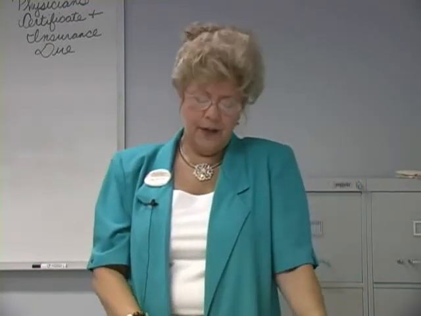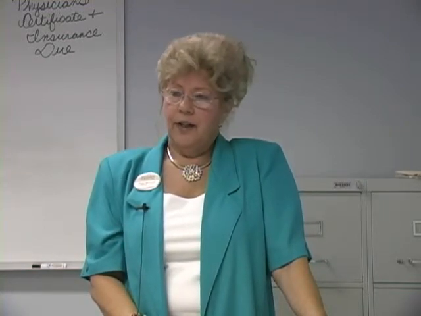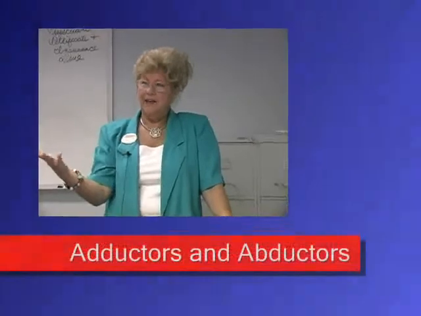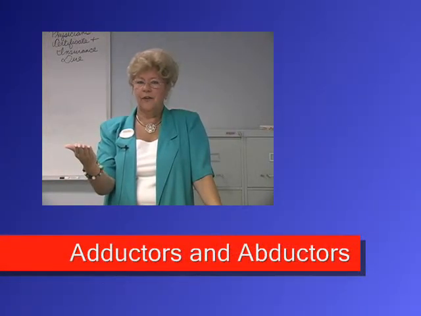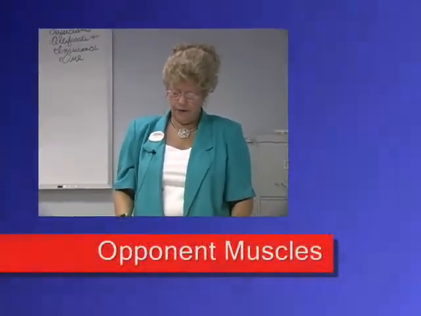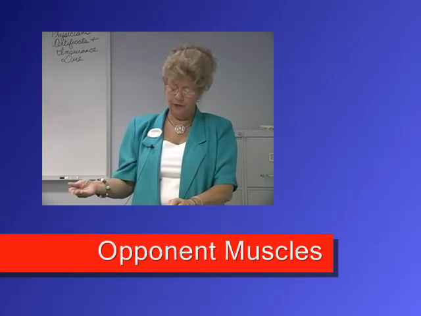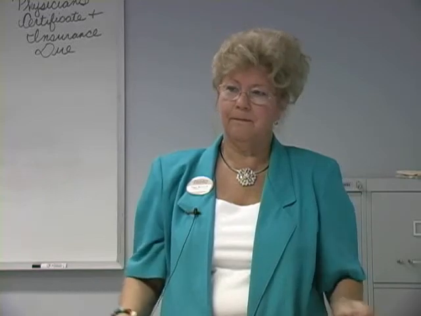We have the muscles of the hand. And these to me are real easy to remember. The adductors add our fingers together. The abductors separate our fingers. And then we have the opponent muscles. They're muscles in the palm that act to bring the thumb towards the fingers. That helps us to grasp things and pick up things.